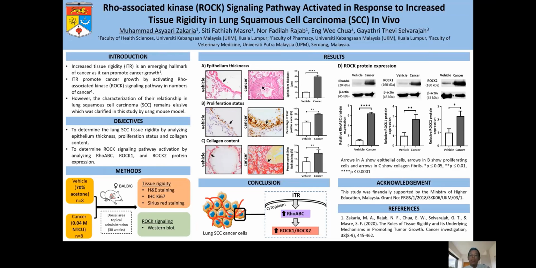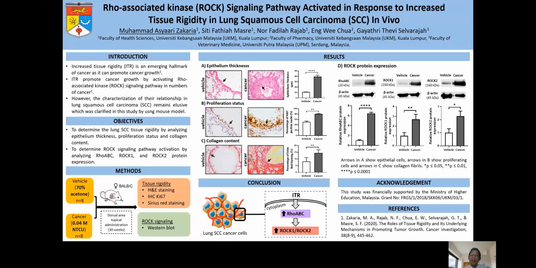Thus, we aim to determine the rigidity of lung SCC tissue by analyzing epithelial thickness, proliferation status, and collagen content. Next, we aim to determine ROCK signaling pathway activation by analyzing RhoA, ROCK1, and ROCK2 protein expression. For the methods, female BALB/c mice were allotted into two groups, which are vehicle and cancer, that receive 70% acetone and anti-CU and SCC carcinogen, respectively, for 30 weeks.